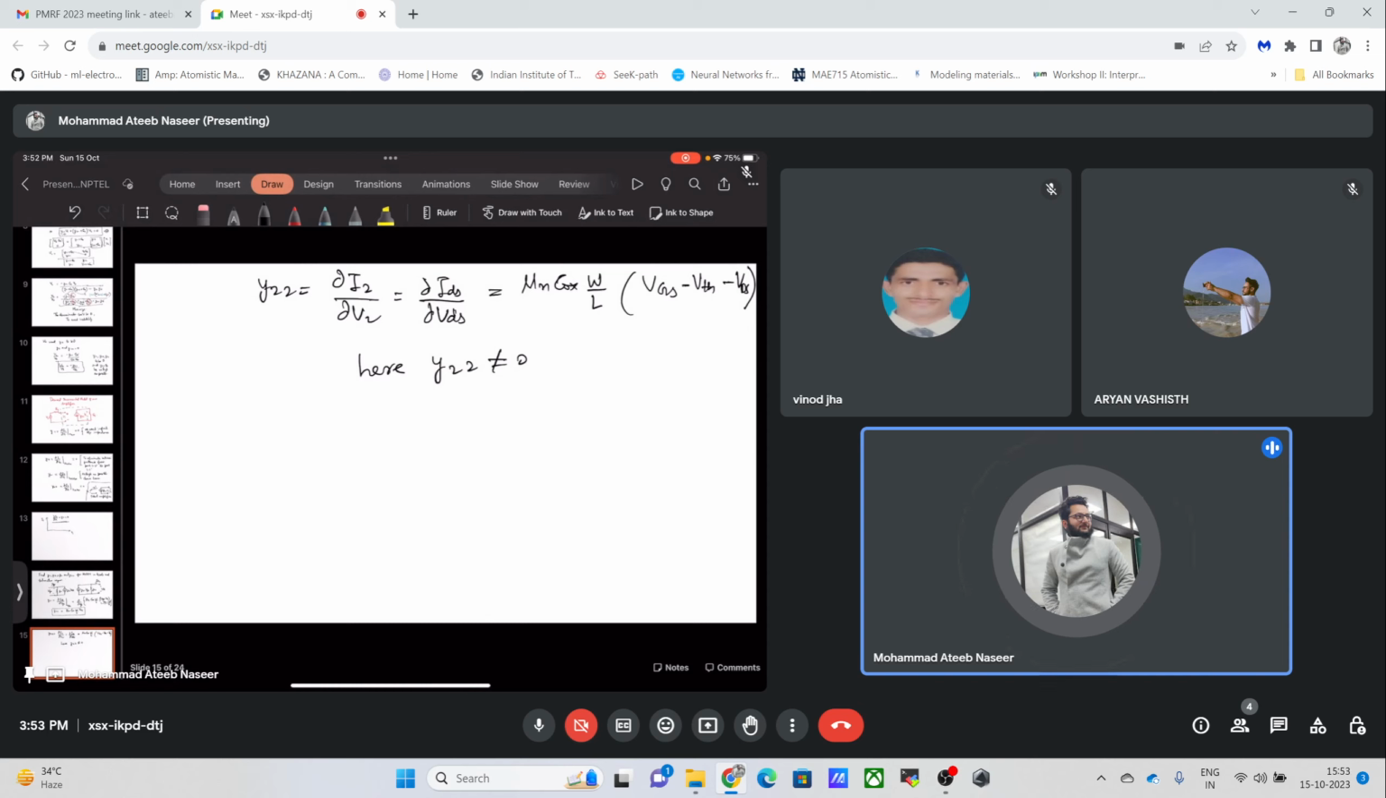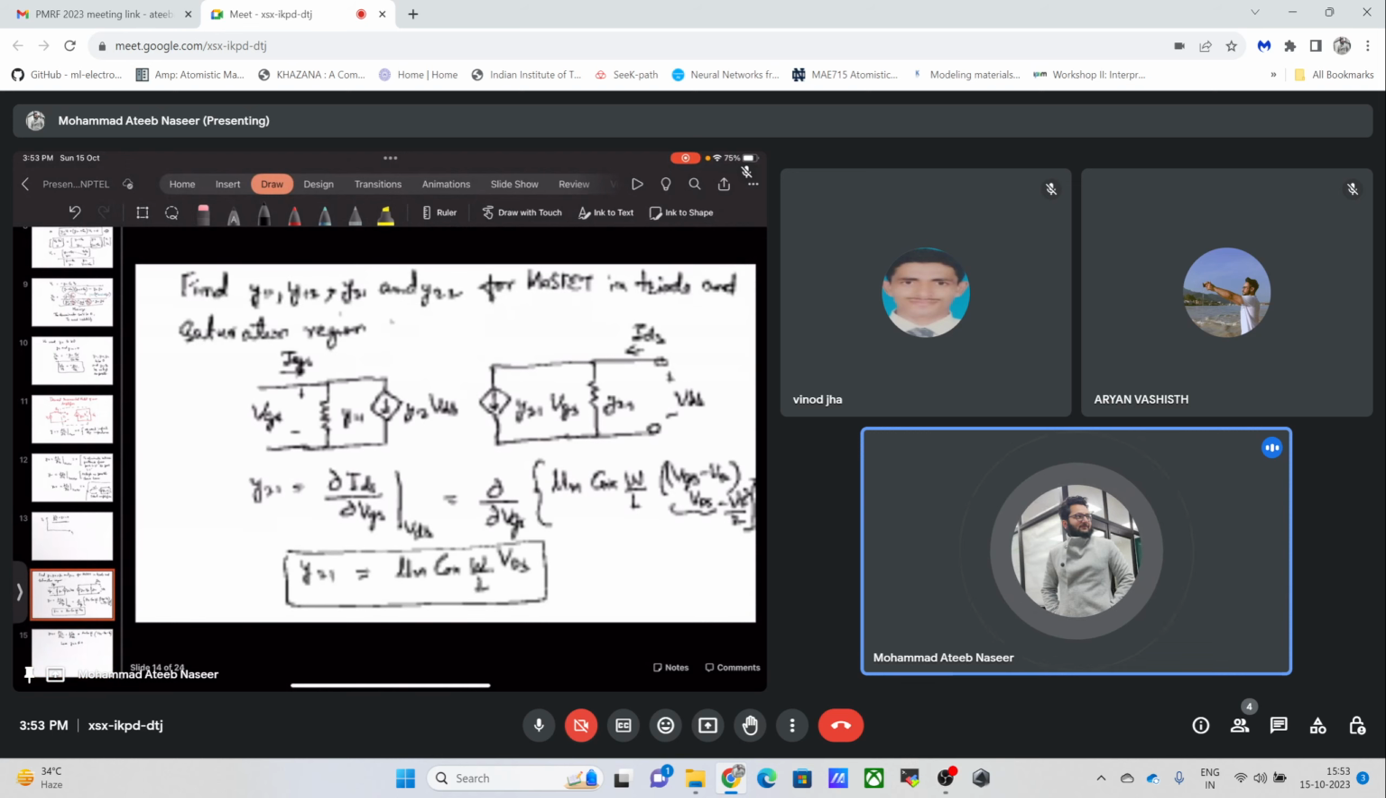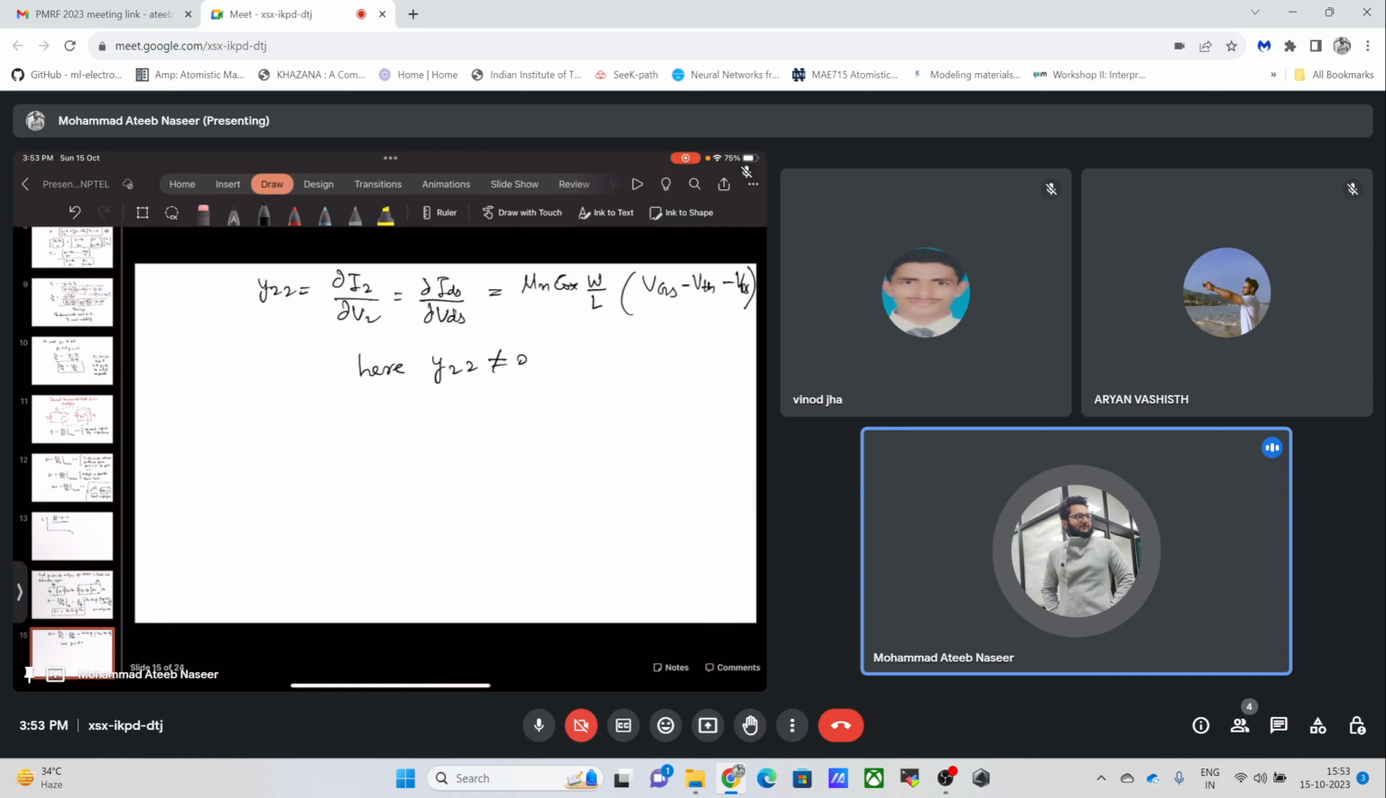Now what about the other parameters? Considering the ideal scenario, we can clearly see the gate to source current IGS won't change with VGS, because this gate to source current is 0. So Y11 and Y12 would both be equal to 0 in triode region as well. But Y22, what we found, is not equal to 0 in this triode region.